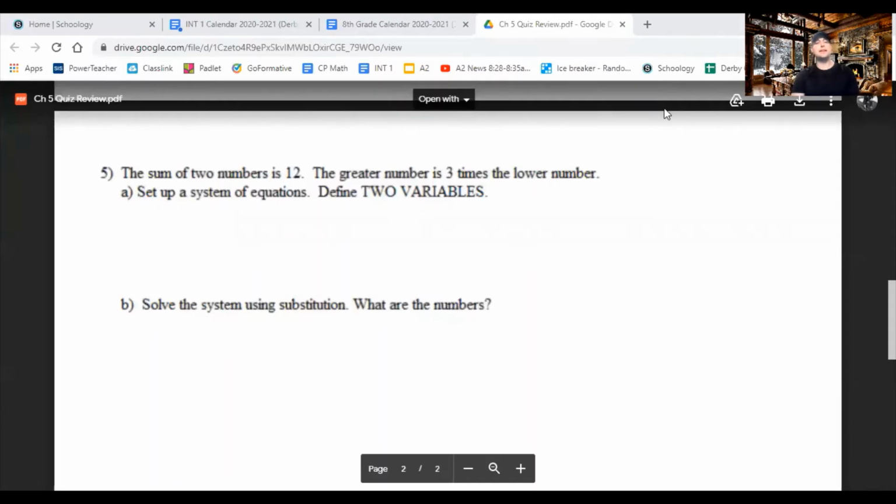Hey students, it's Mr. Thayer here to help you with setting up a system of linear equations and then using substitution to solve them. But first, we need to set them up. So we'll start with number 5.